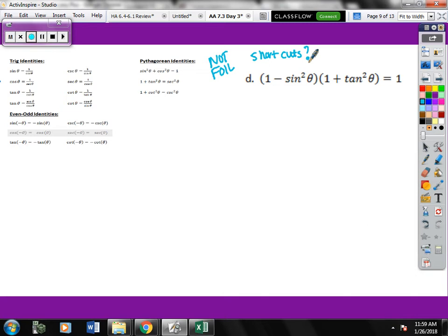Do we know what any of these things are? 1 plus tangent squared is secant squared. Good. That's a direct formula. 1 plus tangent squared equals secant squared. Now, the other one is not a direct formula, but if you wrote it down on your paper, it is a derivation of one of the formulas we already have.